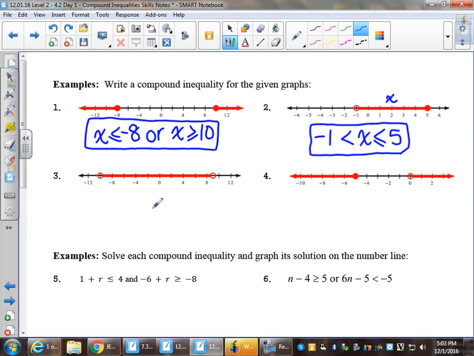Number 3, try on your own. Make a decision. Is it an or, or is it an and? Write the inequality. Press pause. Actually, try 3 and 4 on your own.